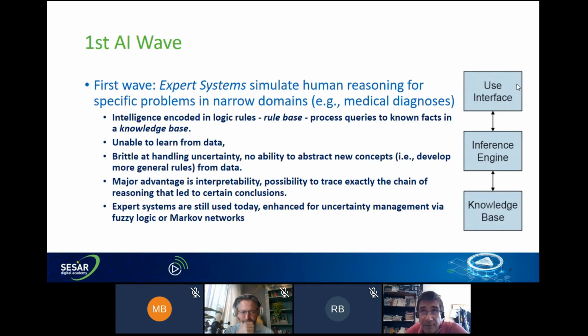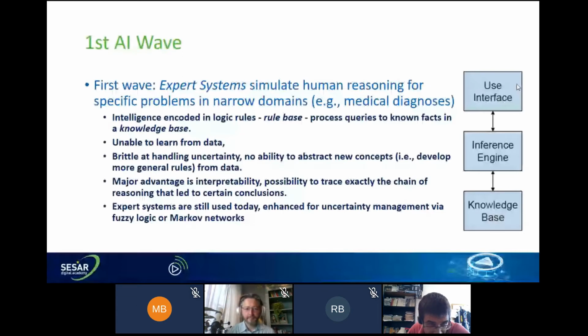They have continued to be used. Currently, these systems handle uncertainty and generalization with a combination of other paradigms like Markov networks, working with probabilistic methods, or fuzzy logic, working with fuzzy systems, in order to embed the knowledge and also keep the clear rules to explain the chains of reasoning.